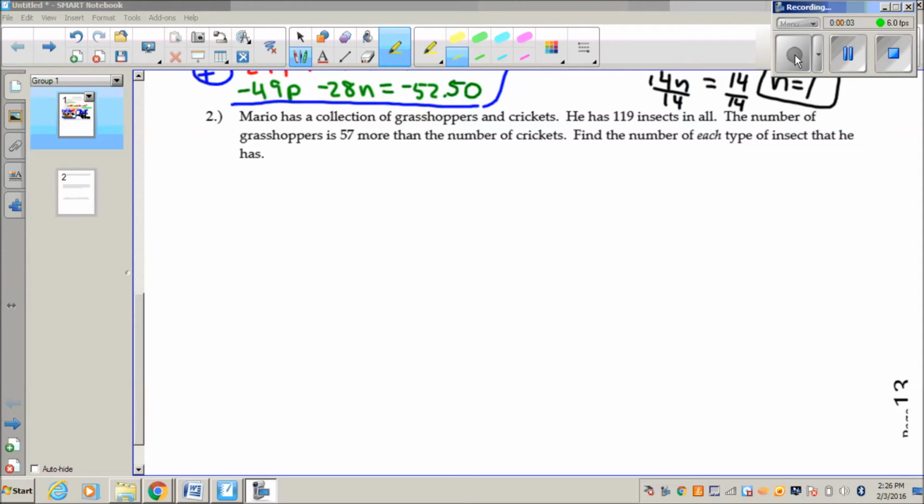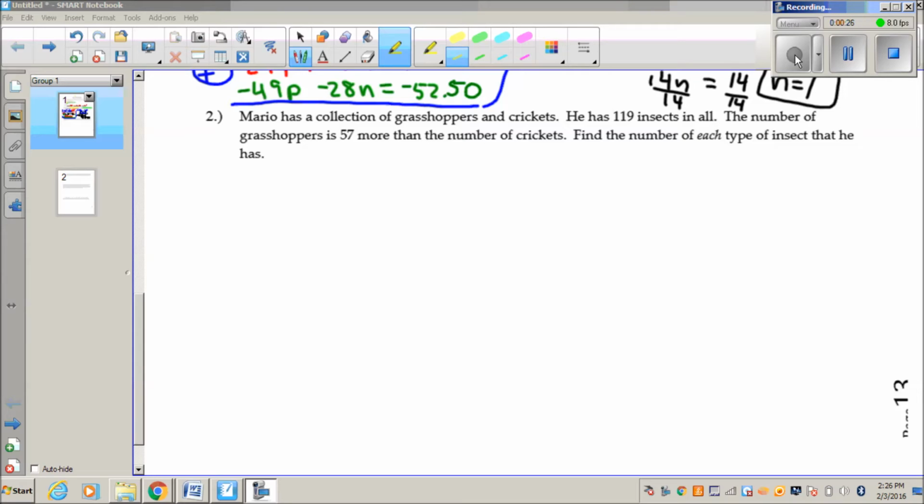Now let's take a look at the second example. First, let's read through the problem. Mario has a collection of grasshoppers and crickets. He has 119 insects in all. The number of grasshoppers is 57 more than the number of crickets. Find the number of each type of insect that he has.